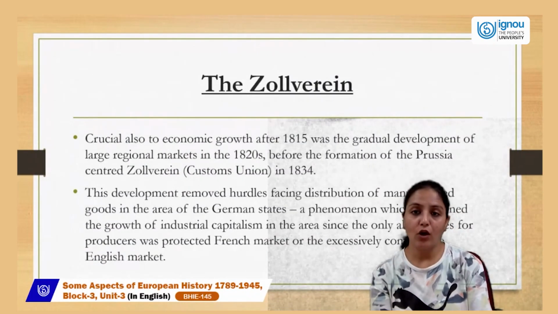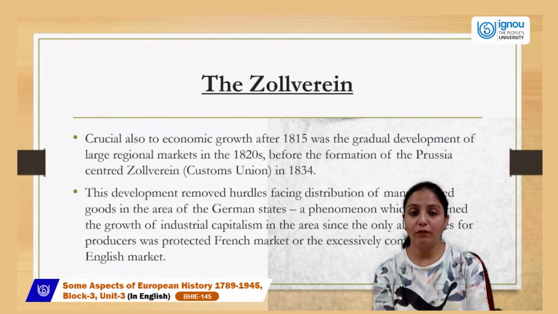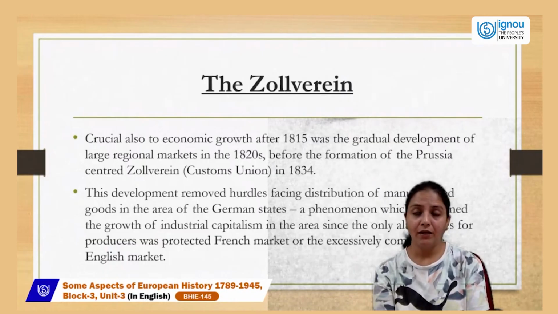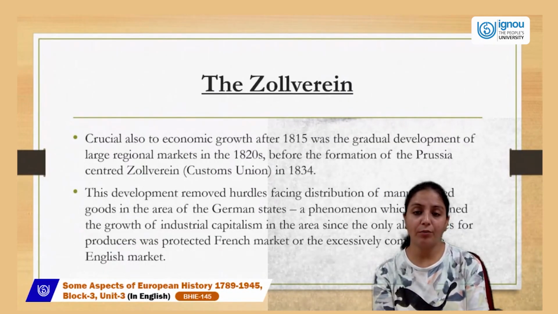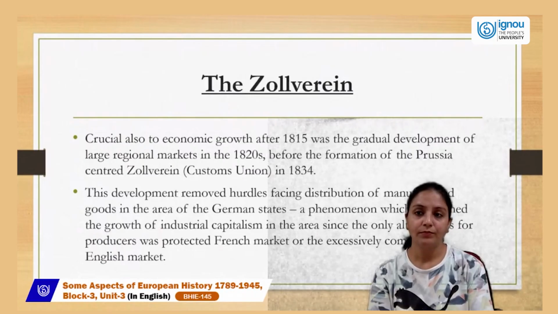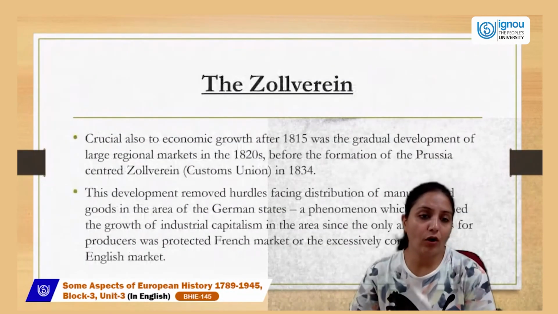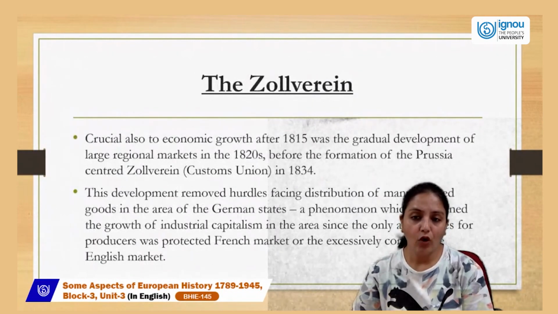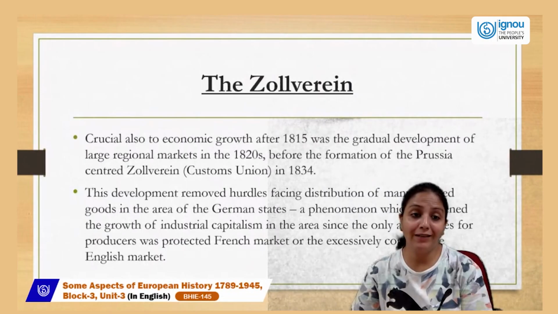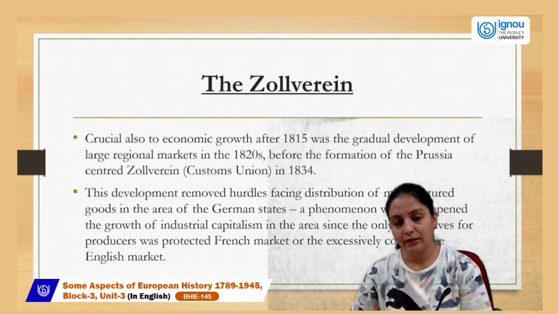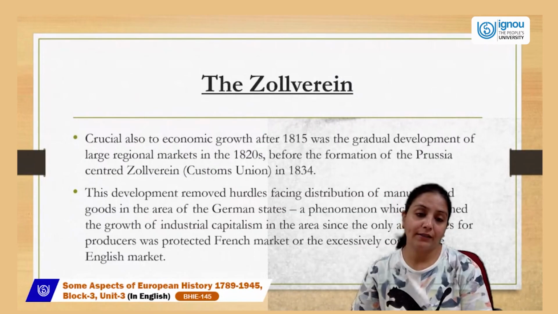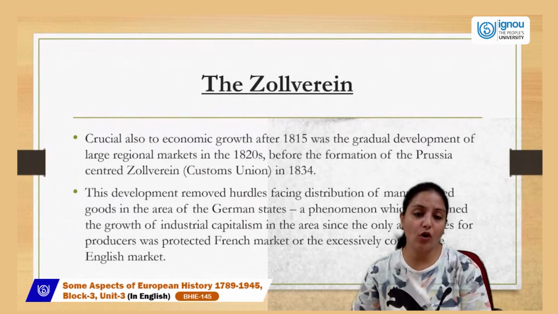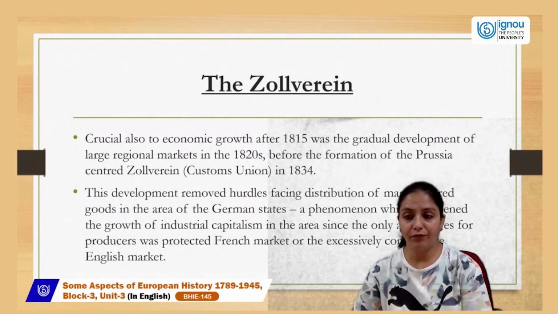Next is Zollverein. What was Zollverein? The customs unit is known as Zollverein. This is the German word, and we are talking about Germany also. Crucial also to economic growth after 1815 was the gradual development of large regional markets in the 1820s, before the formation of the Prussia-centered Zollverein in 1834.